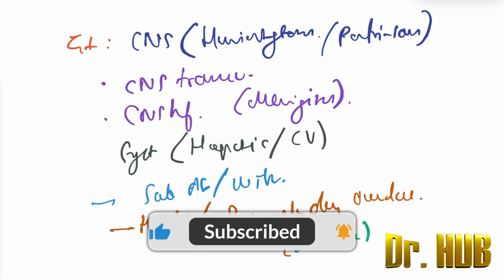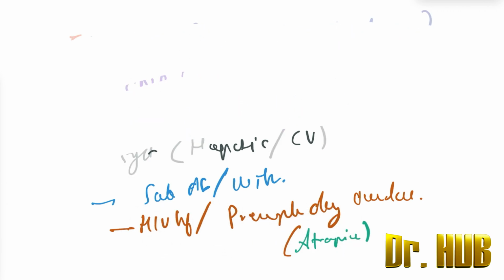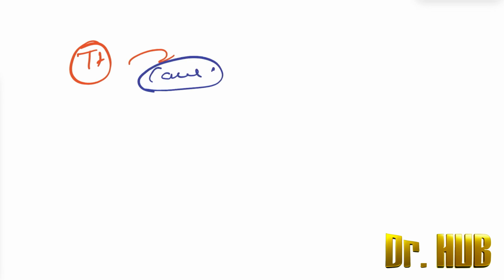Next we move on to the treatment aspect. How is delirium treated? The treatment is by treating the underlying medical cause. So you treat the cause. So this was about delirium. Now we'll compare it with dementia.